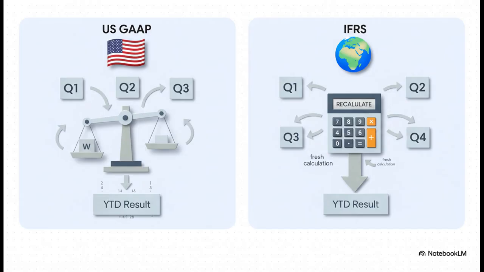Just one last little curveball for you, especially if you're looking at global companies. Both US and international accounting standards use the TSM, but they do it a little differently for year-to-date numbers. The US basically averages the quarterly results, while the international standard recalculates everything from scratch for the full period. It's a small difference, but it can lead to different EPS numbers for the exact same company.